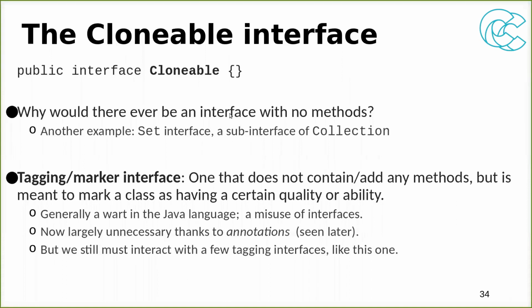So yes, there was a question. Could you again explain this tagging or marker interface? Okay. It will simply say that you are giving permission for this particular class, which is Point in this case, to be cloned. So it will simply mark it. There is no other usage or utility for it.